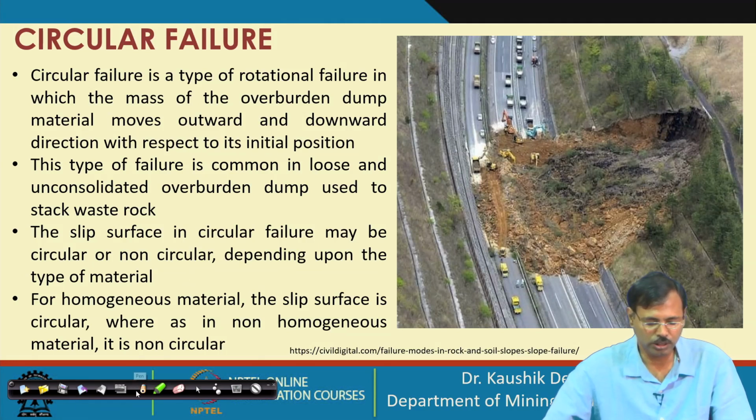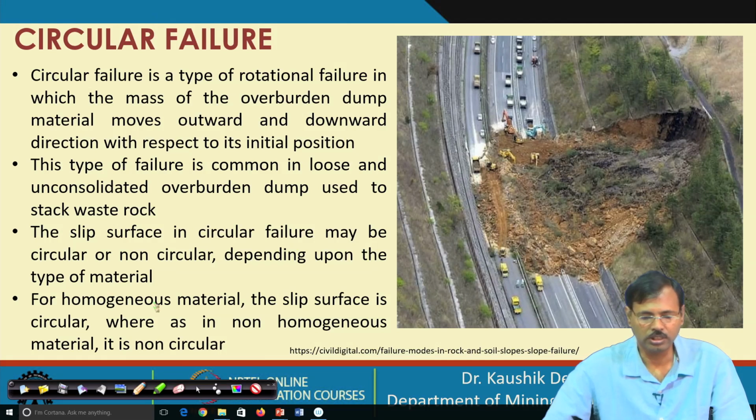Circular failure is basically a rotational failure in which the rock mass or overburden dump, which are basically loose formations, fail completely following an arc of a circle. This slip occurs suddenly, and a huge quantity of material comes down in that case. This is one circular failure of a natural slope which has occurred, and can be seen in this picture.